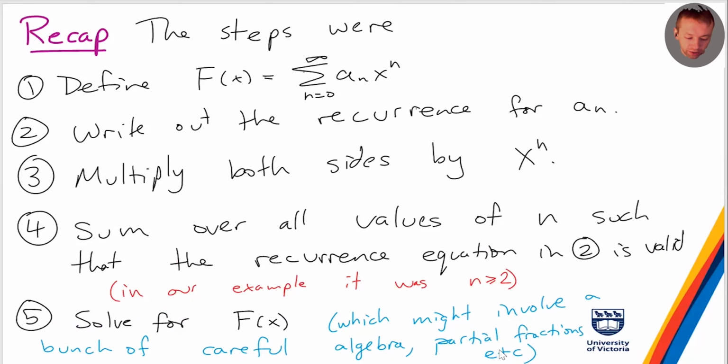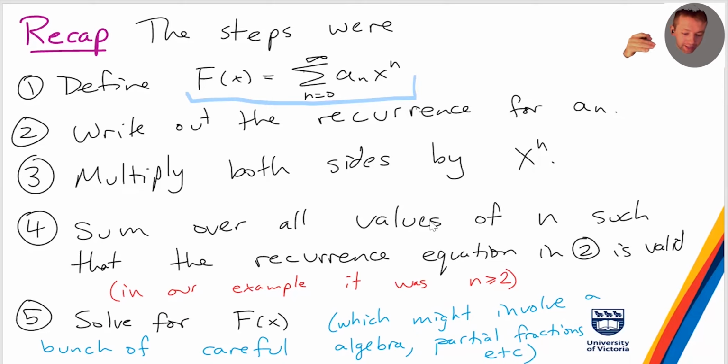So this was just one example, but generally, what I did here can work for a lot of different problems. Let me recap what the steps were. You're given some recurrence and you want to solve it. Suppose this is a recurrence for an. You define f of x to be the sum of an x to the n. Now, you can just write down the recurrence for an and multiply both sides by x to the n. Those were our first 3 steps.